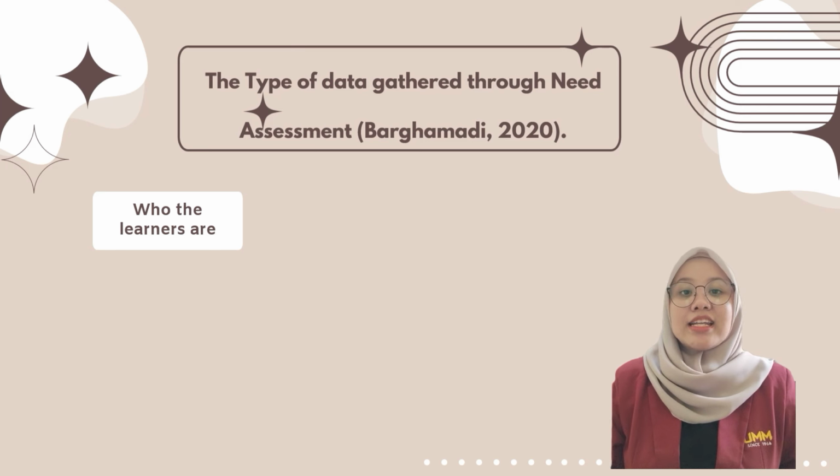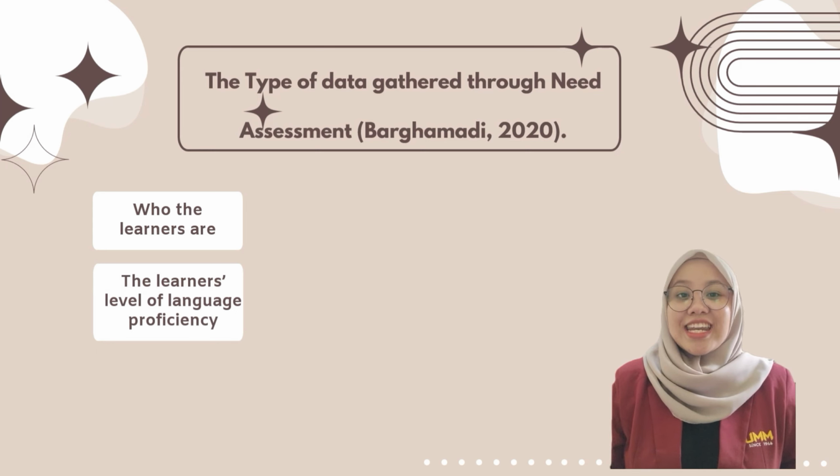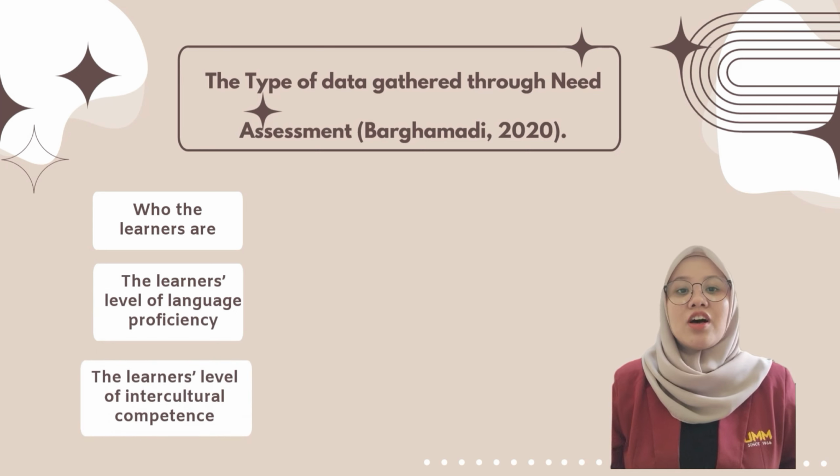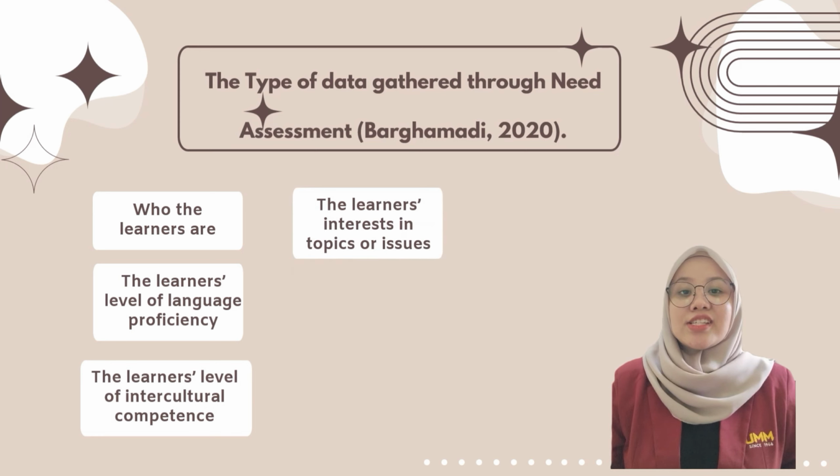And then the data about learners' level of language proficiency. It is related to their 4 skills in the target language, like speaking, listening, reading, and writing. And then the data about learners' level of intercultural competence. This information focuses on socio-cultural and socio-linguistic aspects of the target language to make choices about the kind of material to use. And then the learner's interest in topics or issues. This information enables teachers to devise the course according to students' experience and interest.